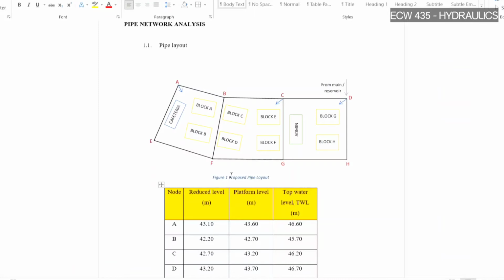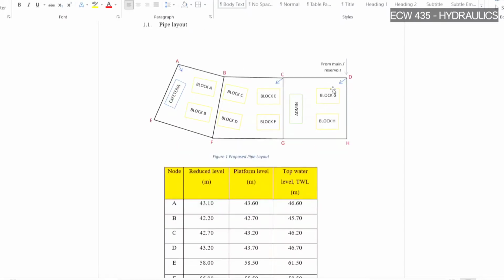First of all, our pipe layout consists of 3 loops, which are loop 1, loop 2, and loop 3. Firstly, we need to identify the nodes of our pipe layout, which are node A, node B, node C, node D, H, and so on. Okay, here is the flow of the water through the reservoir.